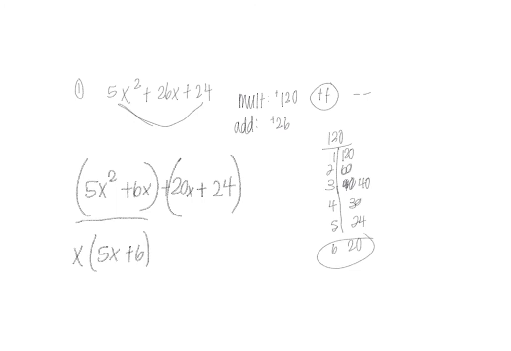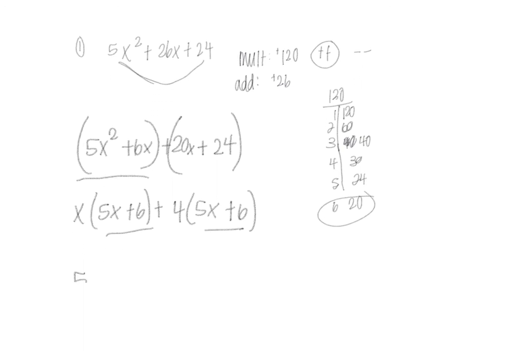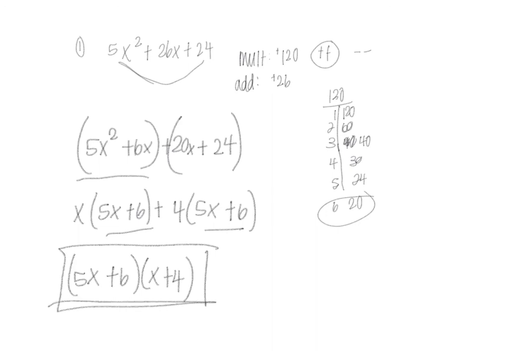Here, 20x and 4, there's a GCF of 4. Yeah, just 4. And you're left with 20x divided by 4 is 5x. 24 divided by 4 is 6. Those are the same, right? Pull it out, and you're left with x plus 4. The directions for this one said factor, so you're done.